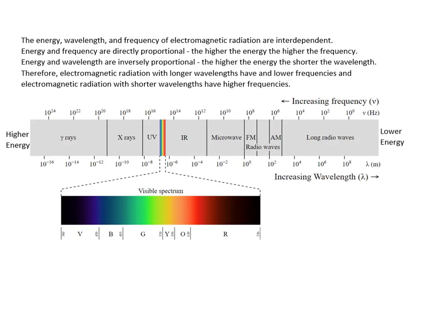As you can see in the figure, gamma rays at the left end of the spectrum are at higher energy, and the trend in frequency from low to high is actually from right to left. Lower frequency at the right end, where radio waves are, and higher frequencies at the left end, where the gamma rays are. Energy and wavelength are inversely proportional. The higher the energy, the shorter the wavelength. Therefore, electromagnetic radiation with longer wavelengths have lower frequencies, and electromagnetic radiation with shorter wavelengths have higher frequencies.